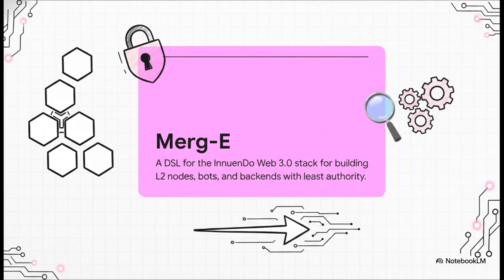And this right here is the main thing you need to get. Merg is not your do-everything language like Python or C++. It's a specialized tool, a scalpel, designed for very specific surgery, building things like L2 nodes and bots for Web 3.0. And everything is built around this core idea called the principle of least authority. Basically, security is the name of the game.